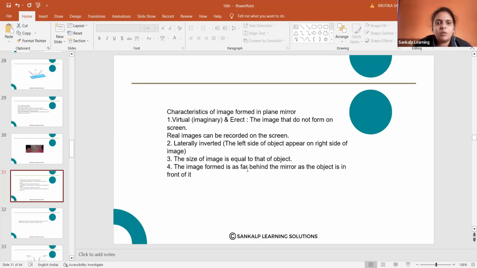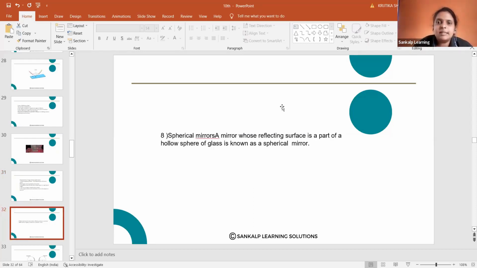Then the image formed is as far behind the mirror as the object is in front of it. That means, suppose you are standing 5 meters away from the mirror. Imagine my hand is a mirror and you are standing here, and this distance is 5 meters. The image will be formed at exactly the same distance. If you move forward, the image also looks like it is moving forward. If you move backward, the image also moves backward. So this is the image formed by the plane mirror.